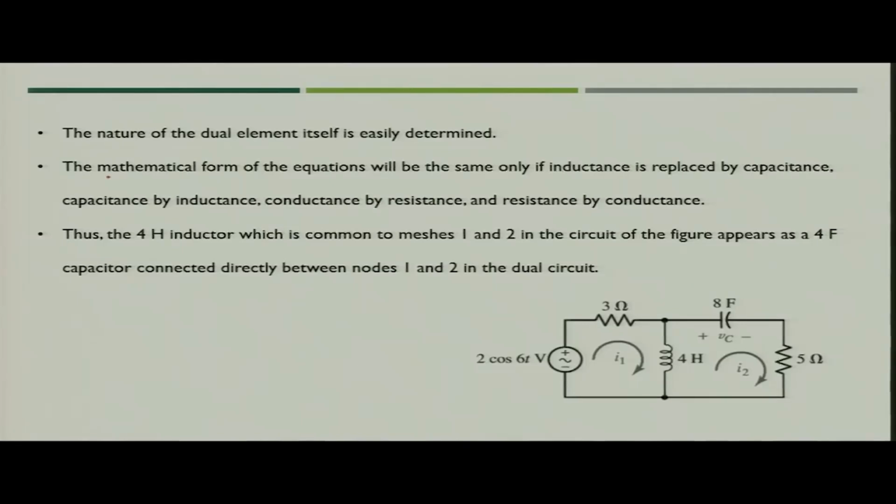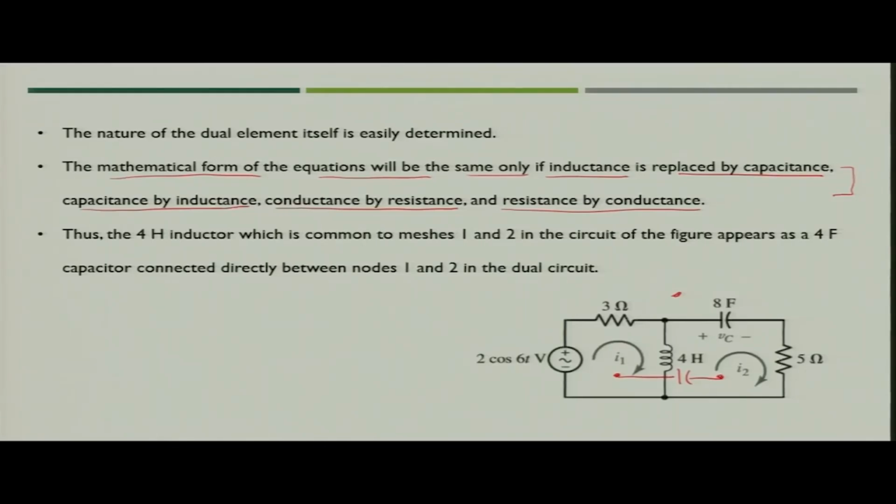The mathematical form of equations will be the same only if inductance is replaced by capacitance, capacitance by inductance, conductance by resistance and resistance by conductance. It means that these are the duals of each other. So, what you will do? You have already identified that this will be the capacitance. So, you will make a capacitor.